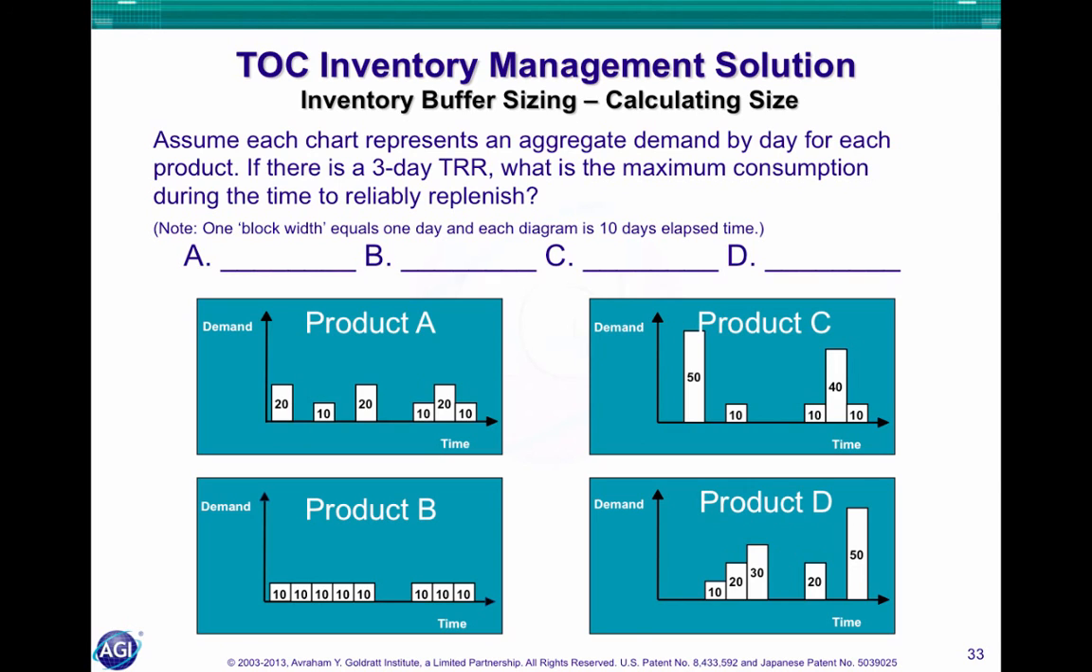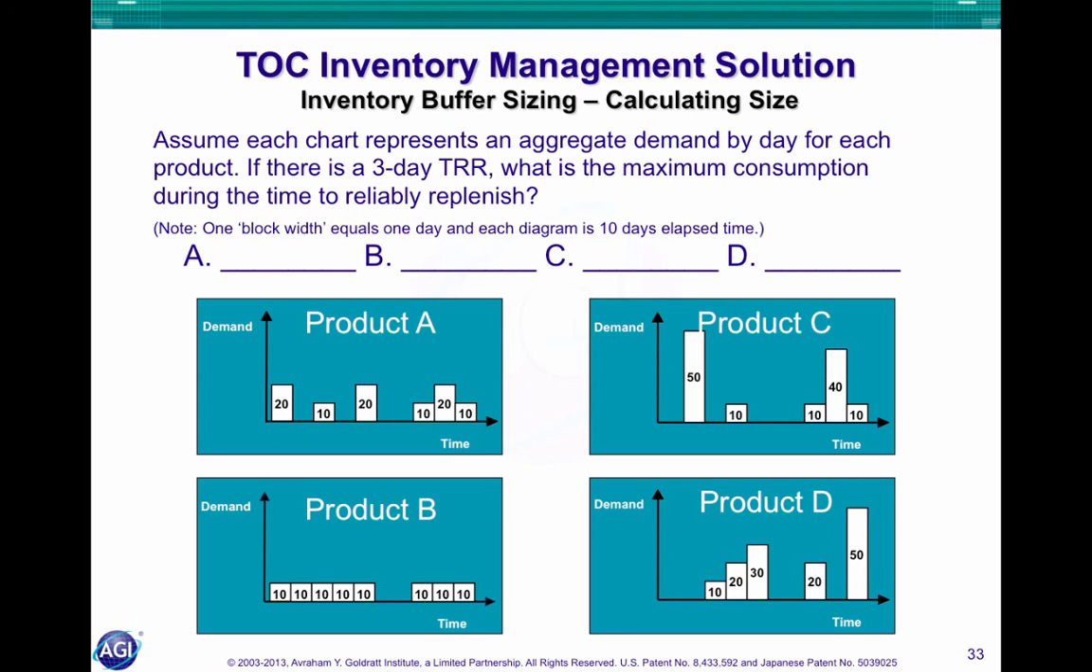To get a better understanding of how buffer sizes are calculated, let's assume the demand patterns in these graphs represent 4 different products, A, B, C, and D, and the time to reliably replenish is 3 days. As you look at each graph, visualize the block width of each demand as representing 1 day, where the total time span in each graph covers 10 days, with some days having 0 demand. Which means product A has 6 out of 10 demand days, and product B has 8 out of 10 demand days, product C has 5 out of 10 demand days, and product D has 5 out of 10 demand days.